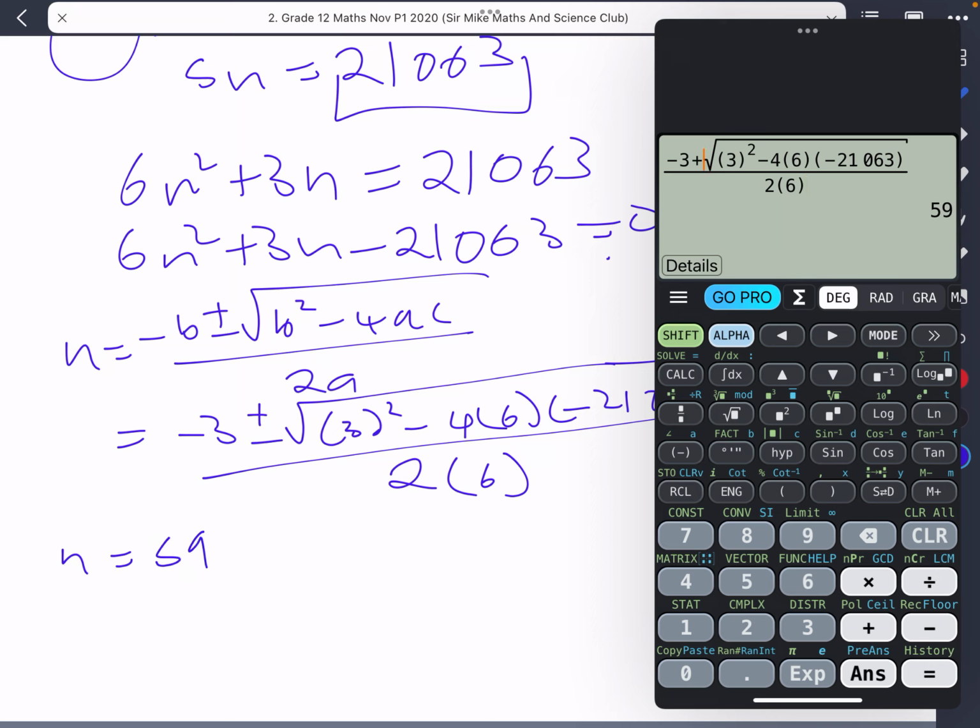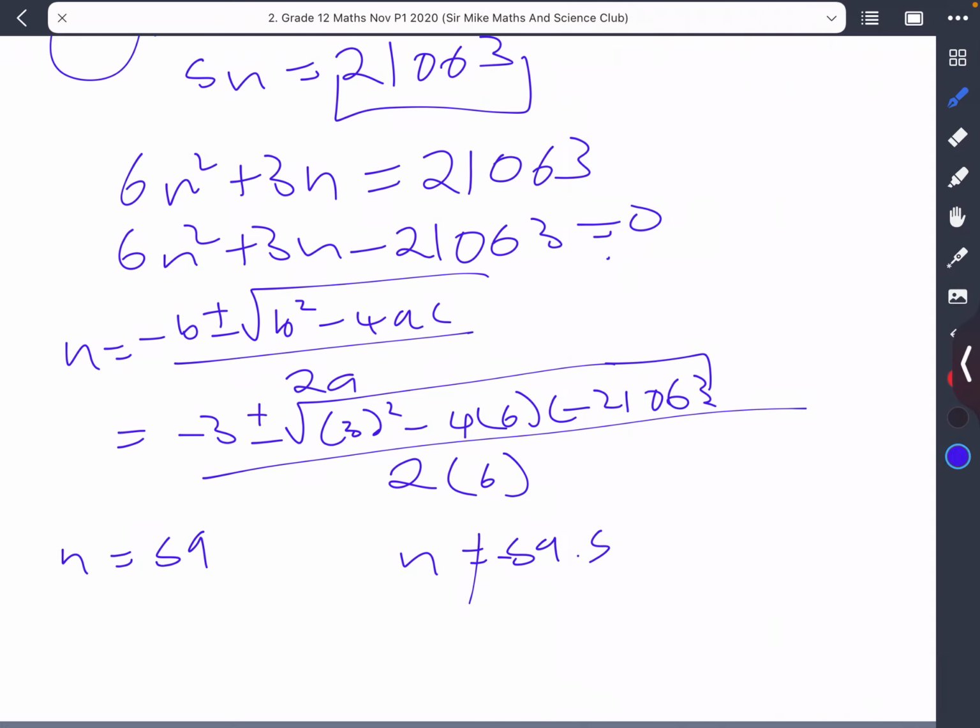So let's see the other solution. Maybe it might be a good one again. We don't know which one is which here. So this will be minus, and so another n would be equal to negative 59.5. Now can this be possible, ladies and gentlemen? We know that positions cannot be negative, and also it cannot be a fraction at the same time. We can't have someone who is at position 2.5. We don't do that. So we would know that n would be 59.